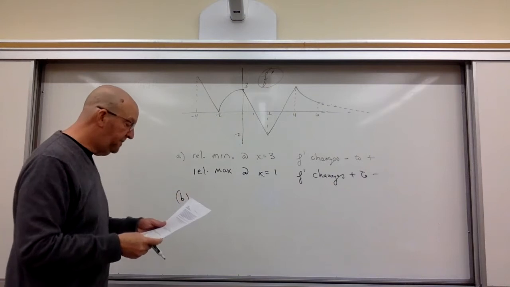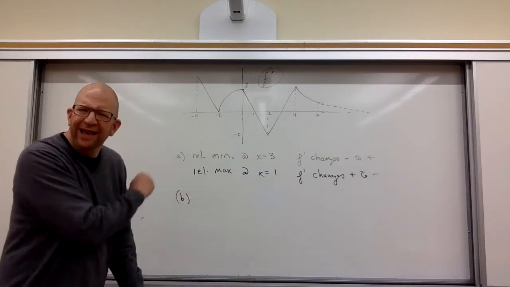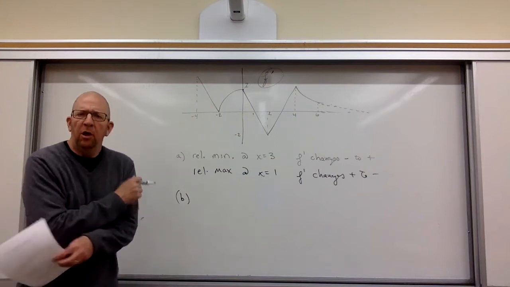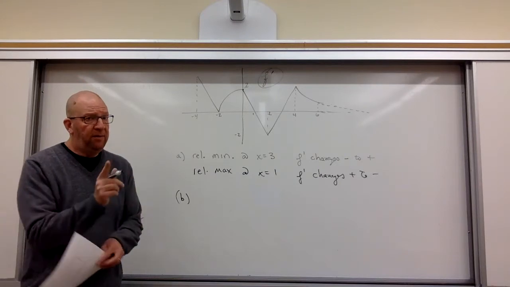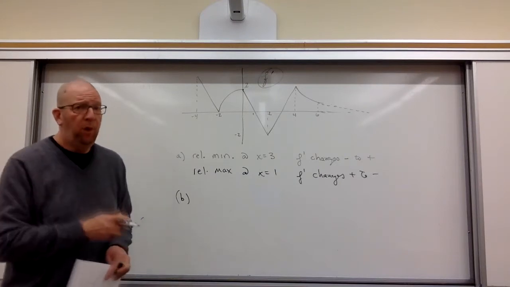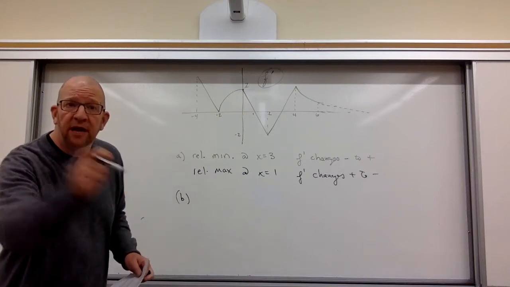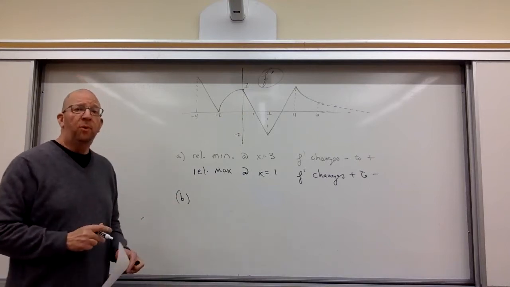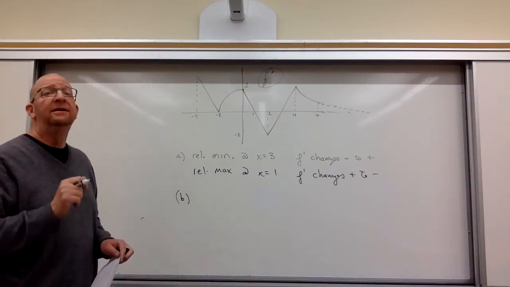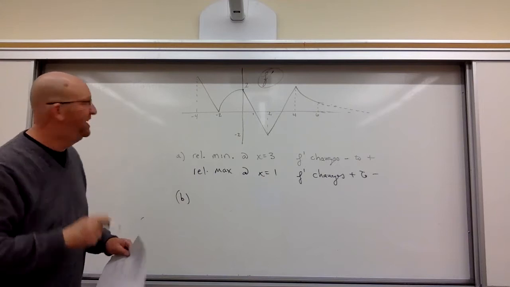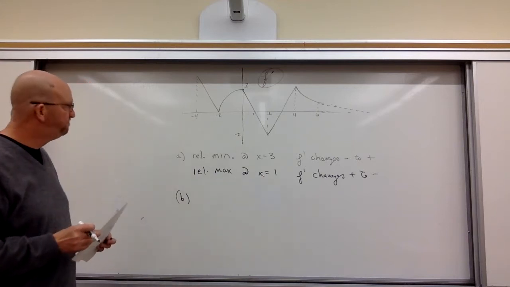Part B says, find all values where f has a point of inflection. What does point of inflection do? Well, a common mistake students make is to say point of inflection is where f double prime equals 0. But you're not going to make that mistake, are you? Because you know that points of inflection occur where f double prime changes sign.